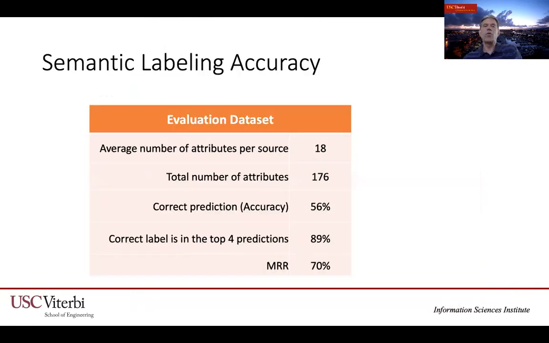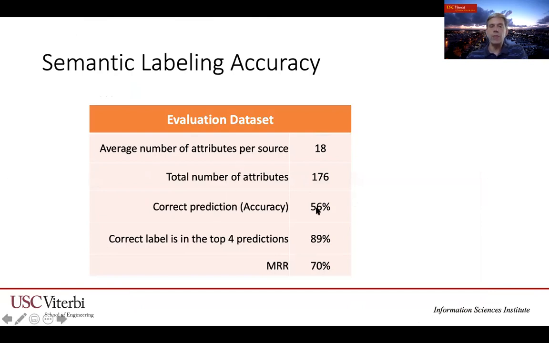If we look at our overall results on this particular type of data set, types of web pages rather, you can see that the average number of attribute sources were about 18. So in this case, we had 10 sources, and we classified about 176 attributes across those 10 sources.